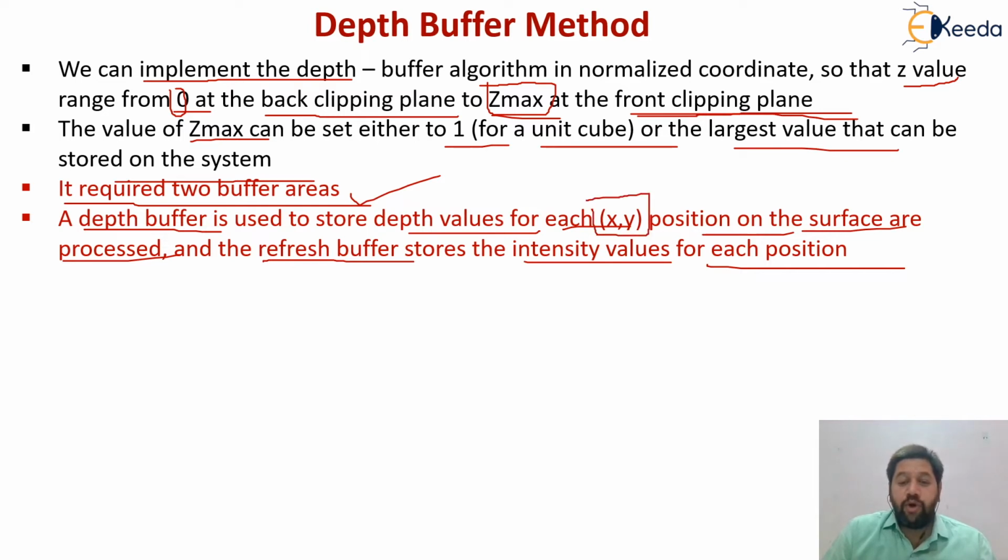Why is it yellow color? Because yellow is the intensity or color of that particular pixel that should be stored in the refresh buffer. And what is its z value? Its z value should be maximum compared to all the polygons or objects in the scene. Okay, so that's why we require two separate buffers for this purpose.